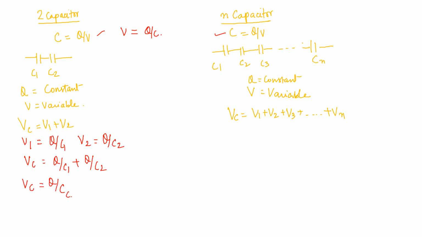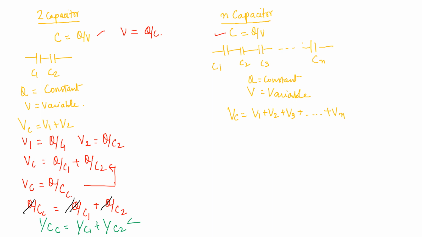Now V combination equals Q upon C combination. We will substitute this in the above equation and we will get that Q upon C combination equals Q upon C1 plus Q upon C2. Here Q are the same and will cancel out, and the resultant we are left with is 1 upon C combination equals 1 upon C1 plus 1 upon C2. This can be rearranged and written. I will show you after deriving a formula for this case.